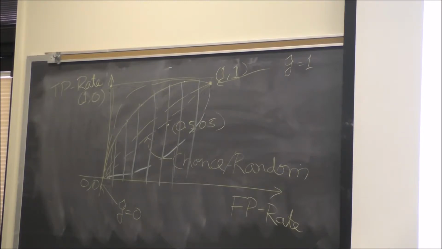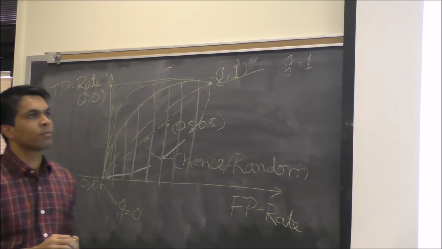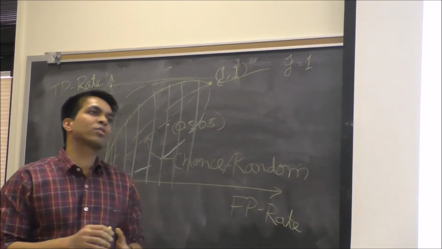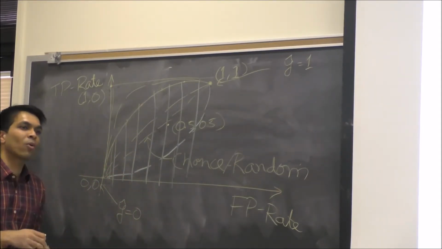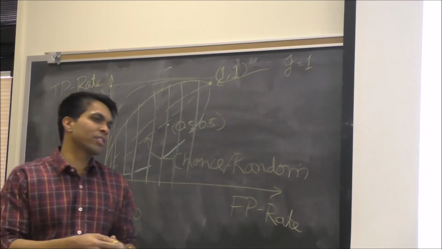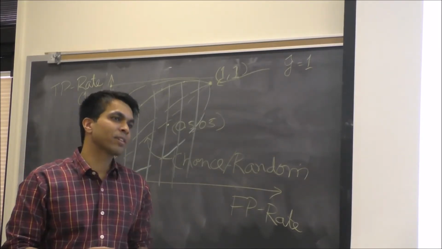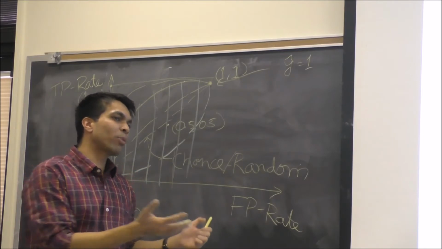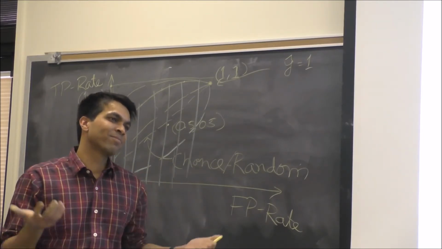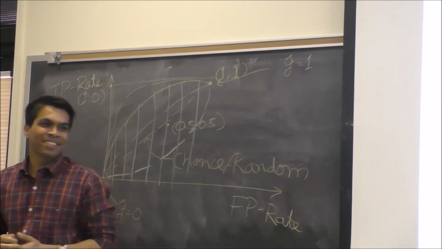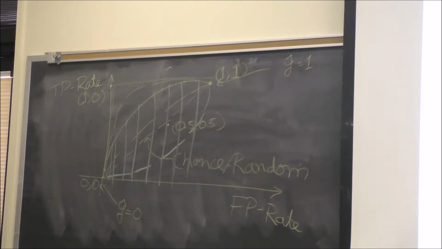That makes sense? Yes. Is the shape of the curve only a function of the data set? The shape of the curve is a function of how easy the data set is and how strong your classifier is, like how well you're doing, basically. You could be doing well because the problem is easy or because you're smart. Right? Or both.